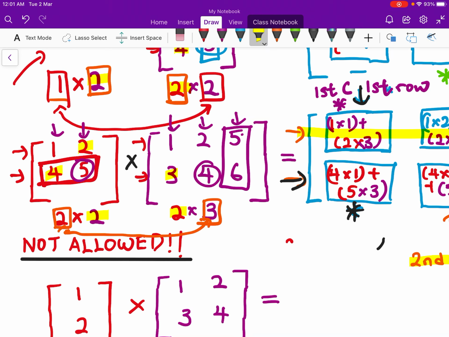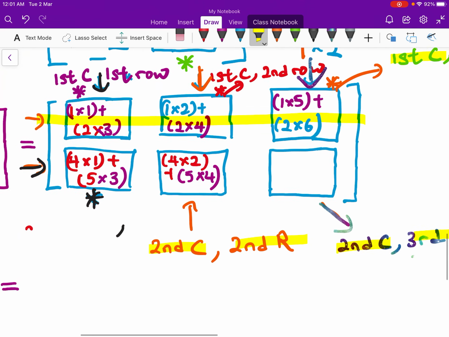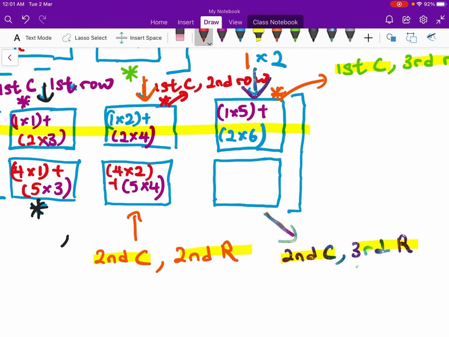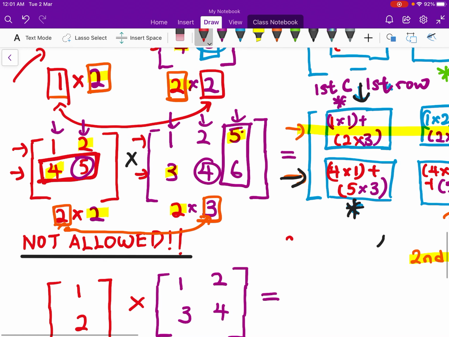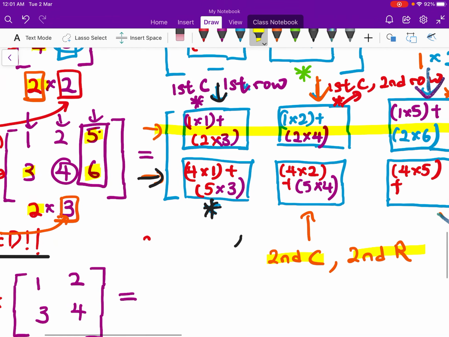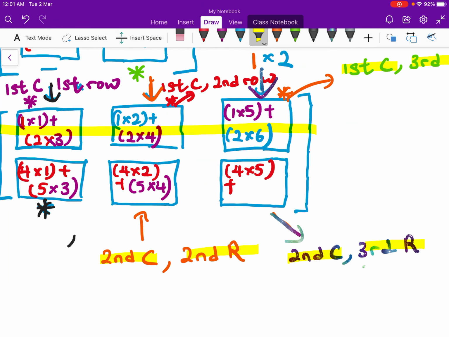Still the same thing. First number times first number, 4 times 5. Then you add the second number 5 times your second number 6. 5 times 6. Then now we are done.